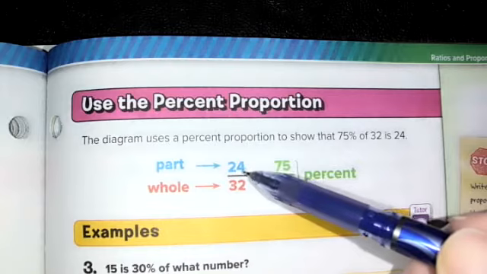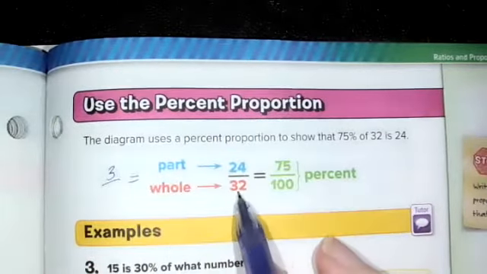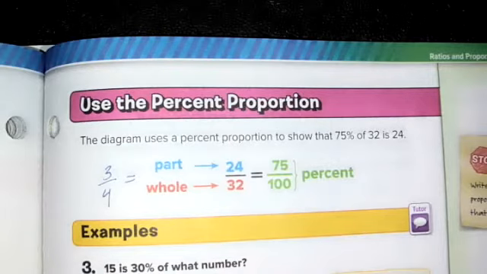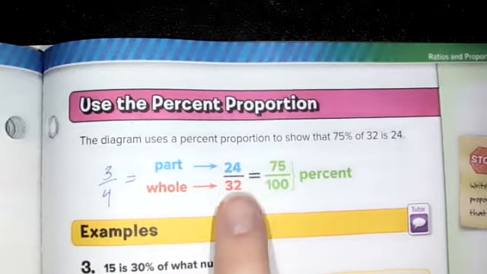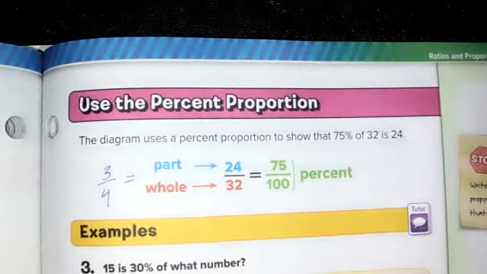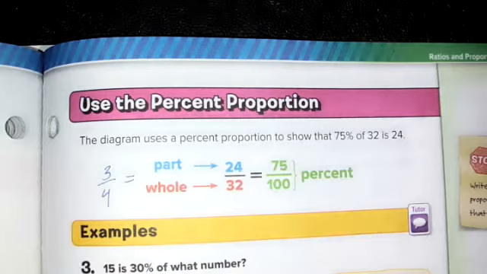This can be simplified. These are both divisible by 8. 24 divided by 8 would give us 3. 32 divided by 8 would give us 4. So that would simplify to 3/4. If we wanted to write that as a percent, 3/4 as a percent is the same as 24/32 as a percent. This would be 75 hundredths. So it would be written as 75%. So this is just a comparison of different ways that we can work with percents and proportions.